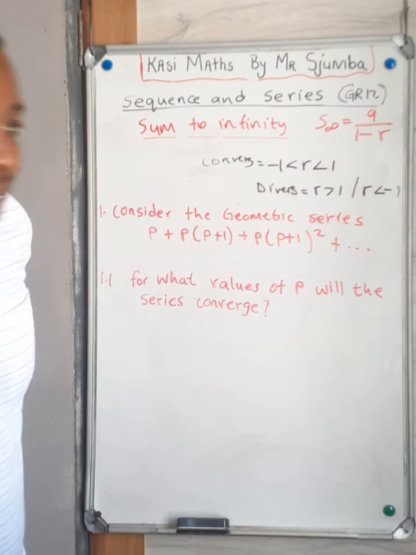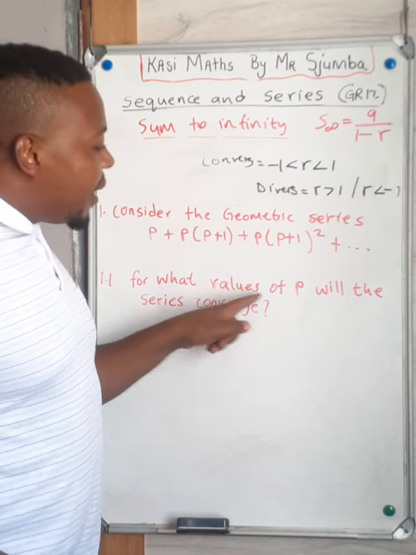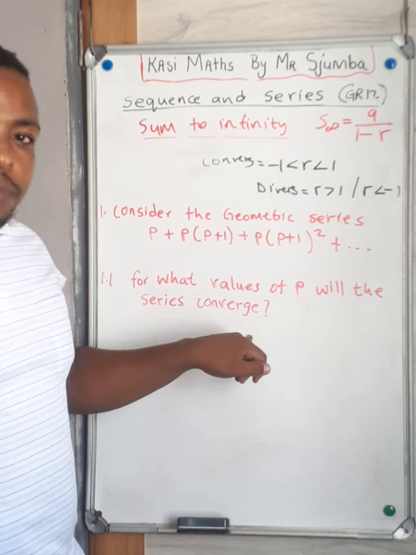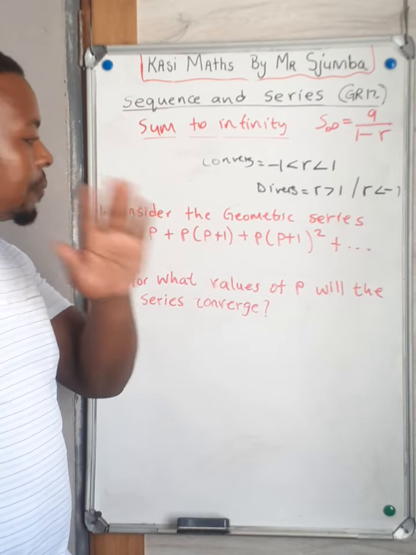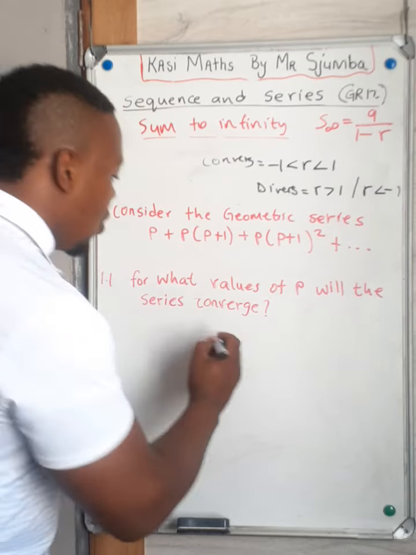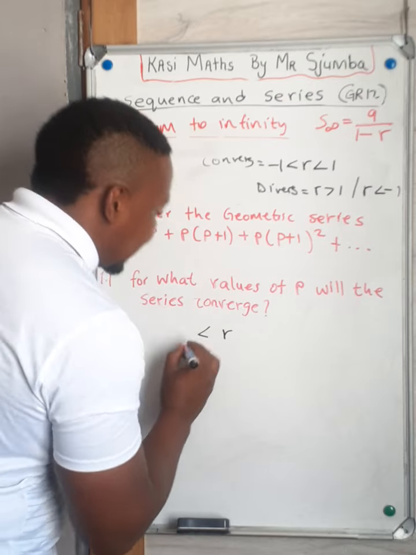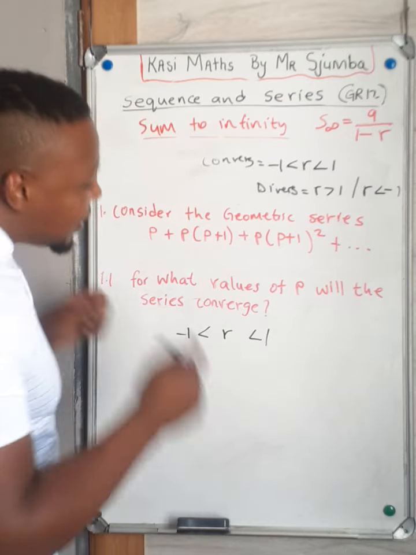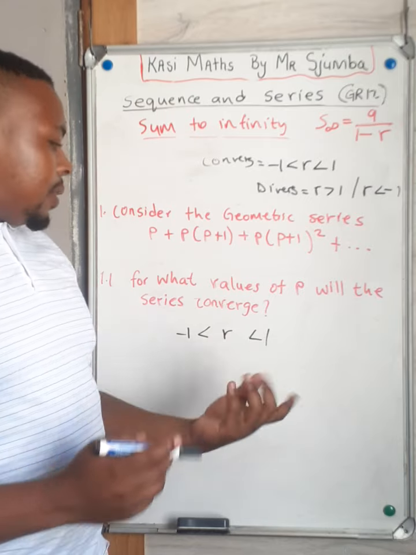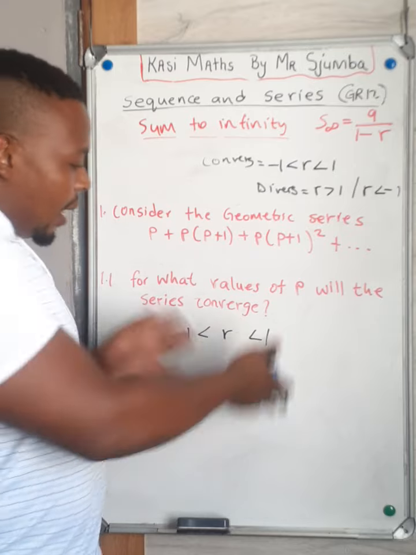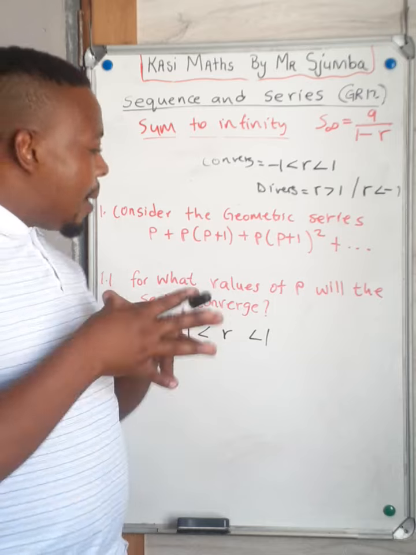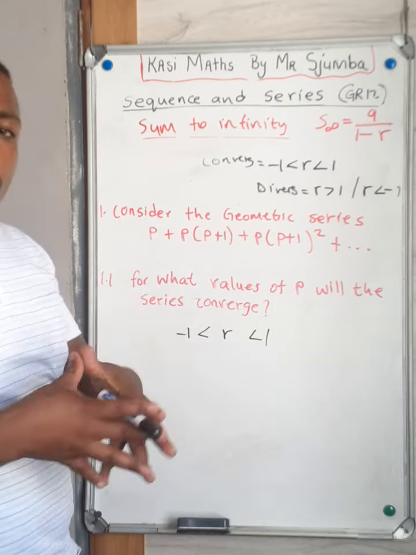So every time the question asks for what values of x or p or k will the series converge, the series will only converge if the value of R is greater than minus 1 and less than 1. This is the first thing that you must write, yeah? And then after that, if it's 4 marks, 1 mark is just for writing, just for showing that you understand what series convergence is. Then you go look for R.